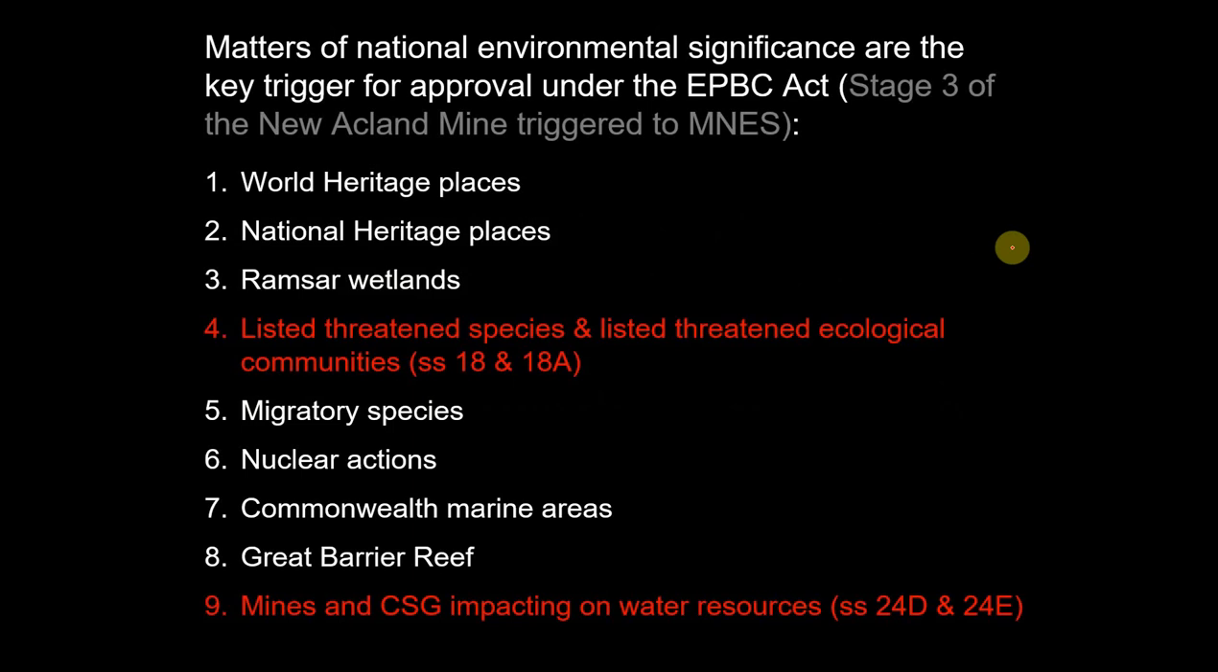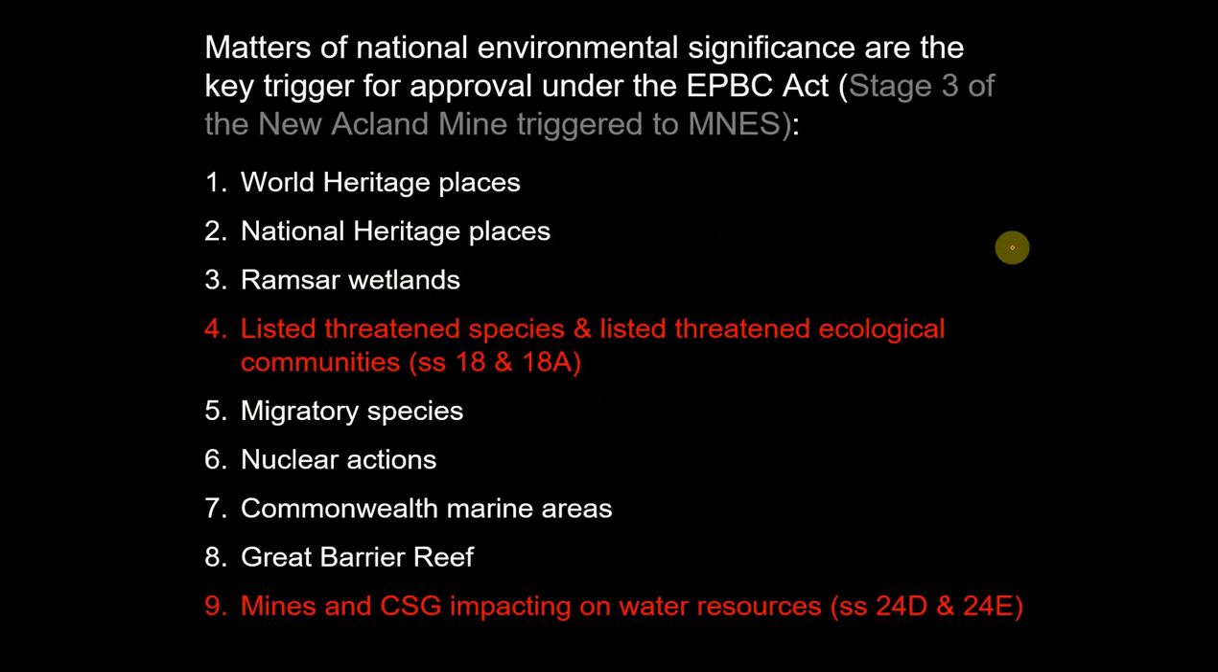Stage three of the New Acland mine was referred under the Act. It was found to be a controlled action for two controlling provisions, listed threatened species and listed threatened ecological communities, which is section 18 and 18A of the Act, and as a mine that would have a significant impact on water resources under sections 24D and 24E. So those are called the controlling provisions. It means that the action has to be assessed under the EPBC Act.